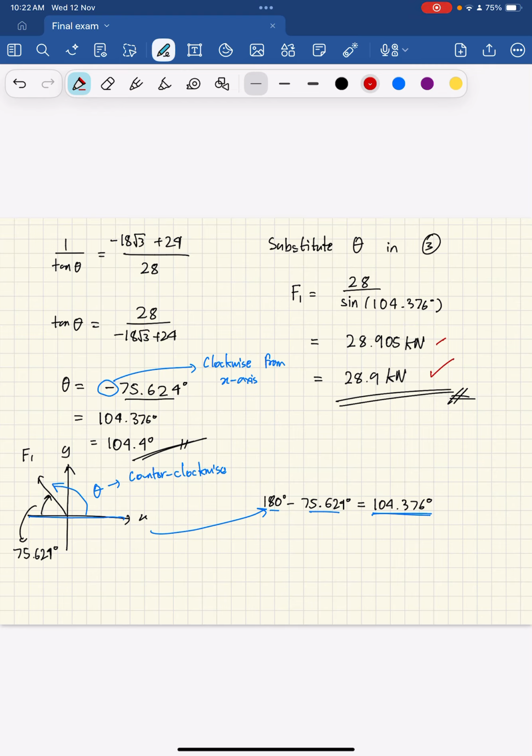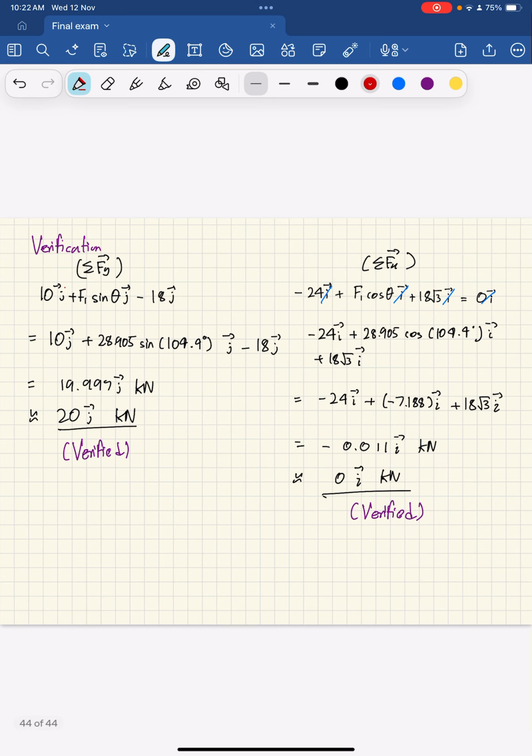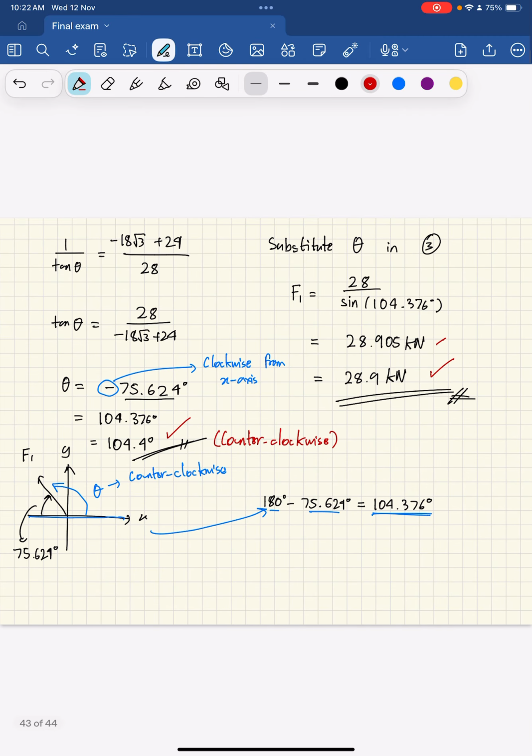So f1 should be this one, and our theta should be this one, which is counterclockwise to the x-axis, remember that, because we already explained that earlier. It's very essential to verify our answers, because when we do, we're very sure that our values for f1 and for theta are correct.